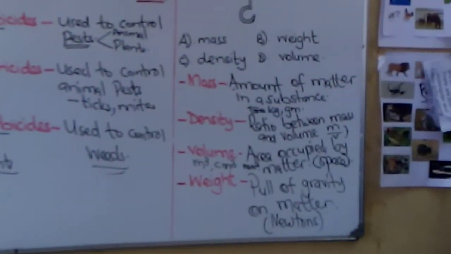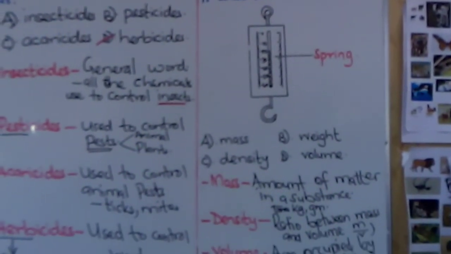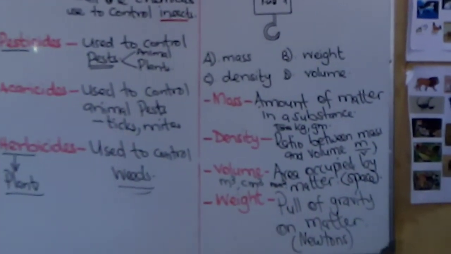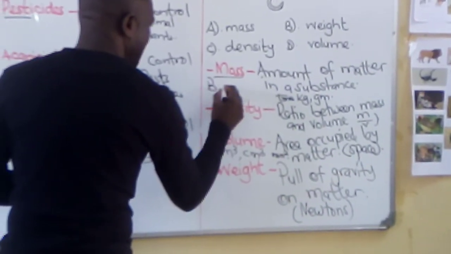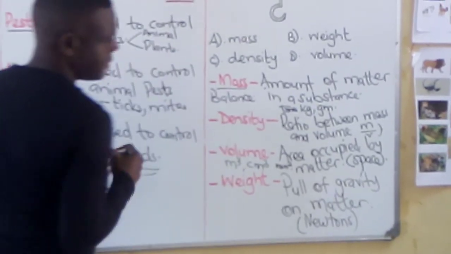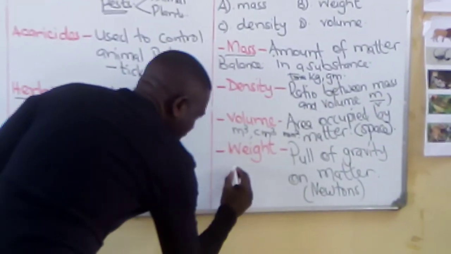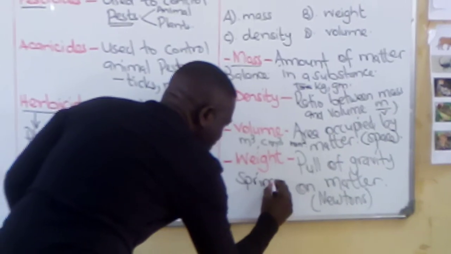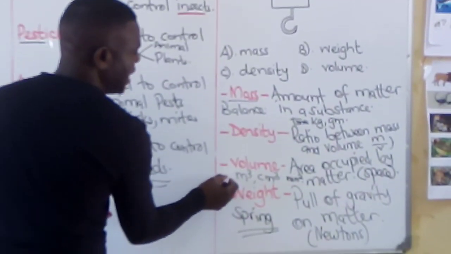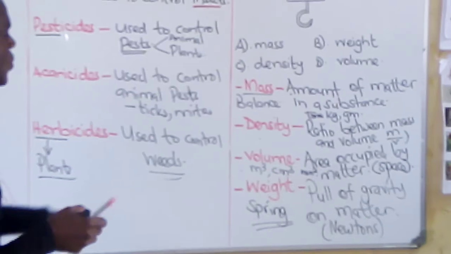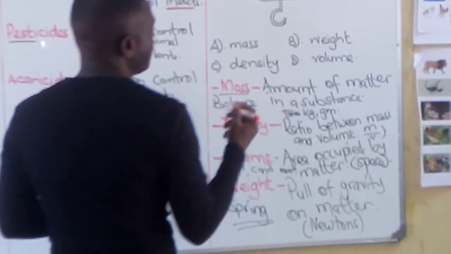Now, boys and girls, let's look at the question after that explanation. The instrument below is used to measure dash. Mass we measure using a beam balance. Weight is measured using a spring balance. And volume and density are calculated, so we don't use a machine to measure those. So the right answer here remains the weight.